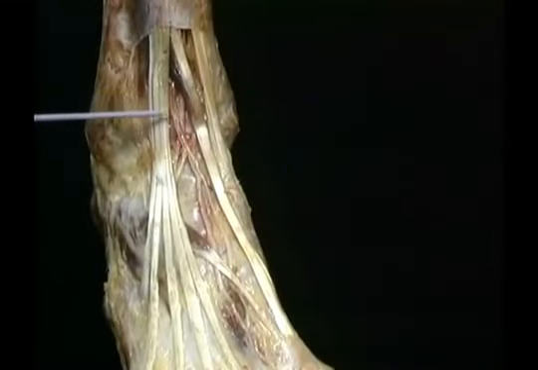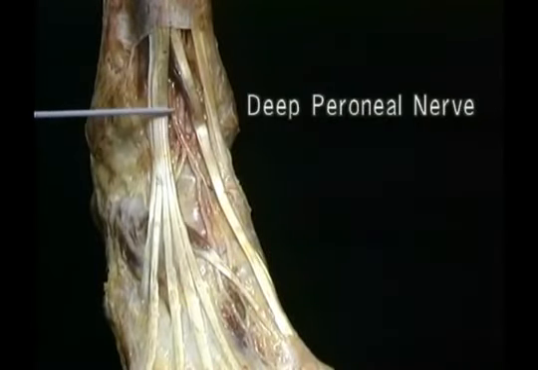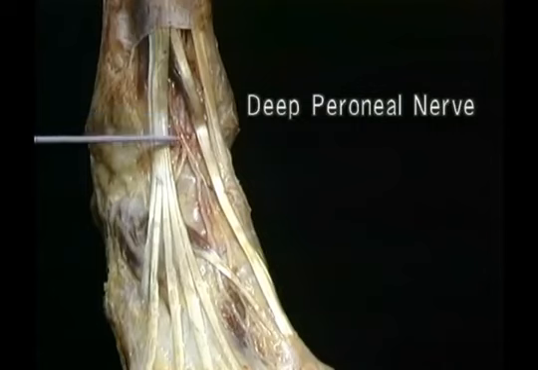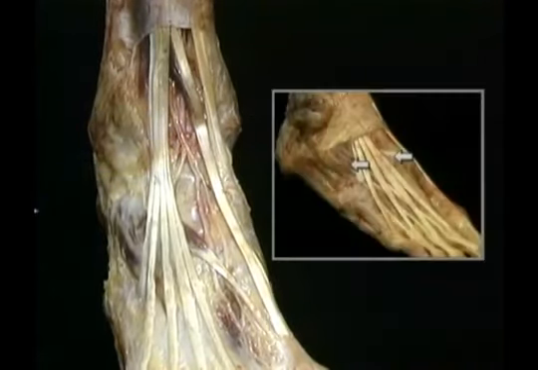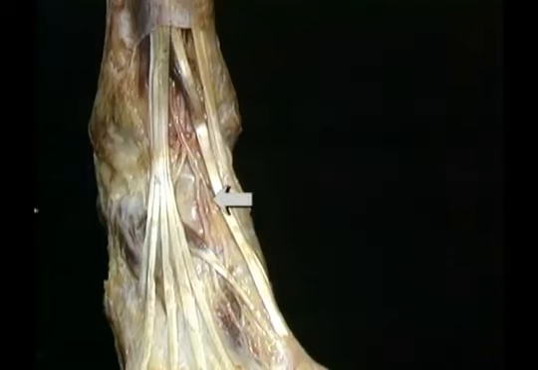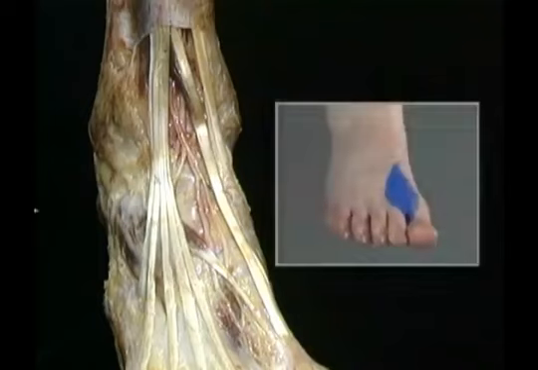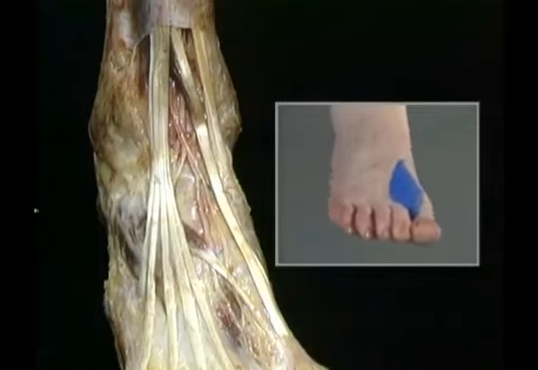The deep peroneal nerve enters the foot along with the dorsalis pedis artery. It gives off a motor branch which supplies the short toe extensor muscles. It continues distally as a sensory nerve, which supplies this small area between the big and second toes.